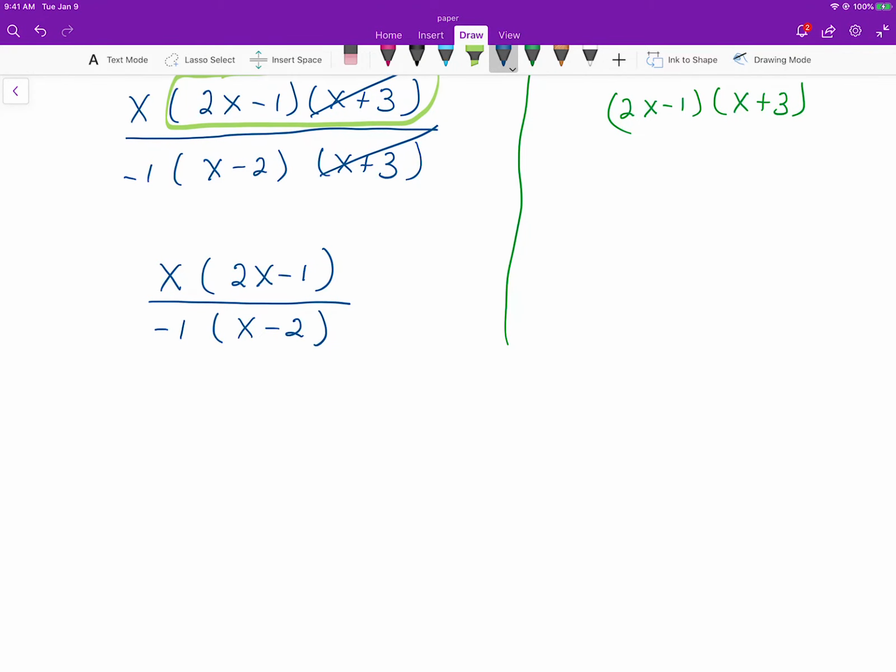That negative sign, I can leave it out in front if I want and have x, 2x minus 1, and have x minus 2. That's equivalent. That's the same thing.